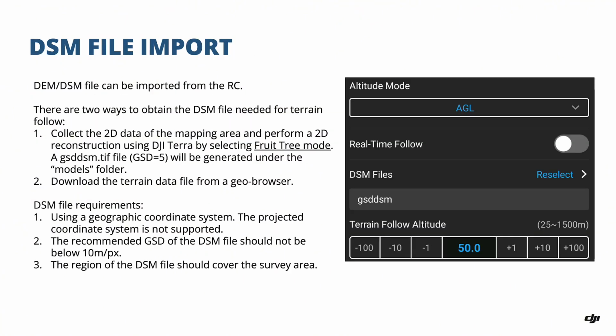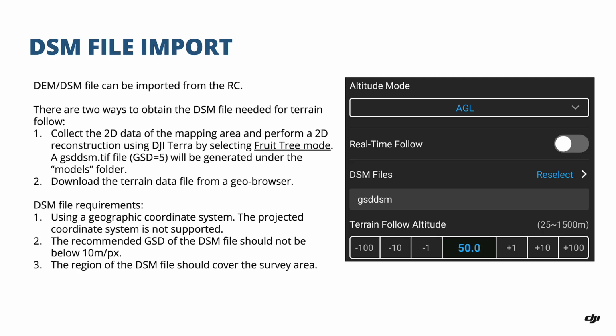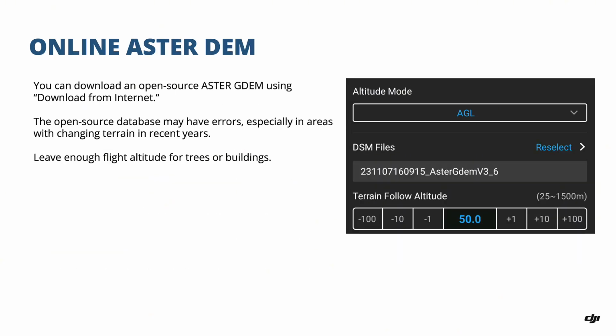If you want to import the DSM file by yourself, you can get it after a 2D reconstruction mission is finished using the DJI Terra, or go to the internet and search and download it. Pay attention to the requirement of the TIFF file. It should use a geographic coordinate system and a GSD not greater than 10 meters, and be large enough to cover your target area. An open source DEM database is supported, which is called Aster GDM v3.